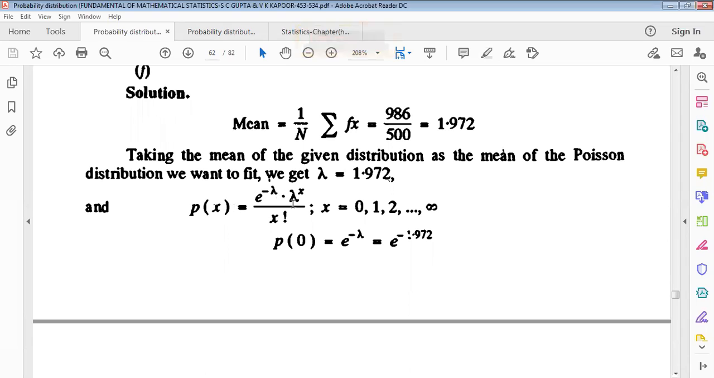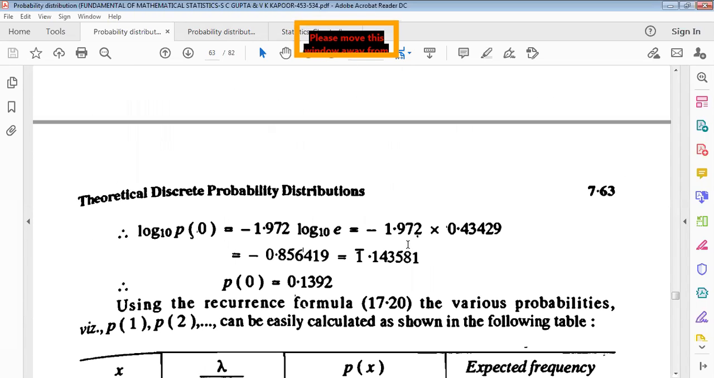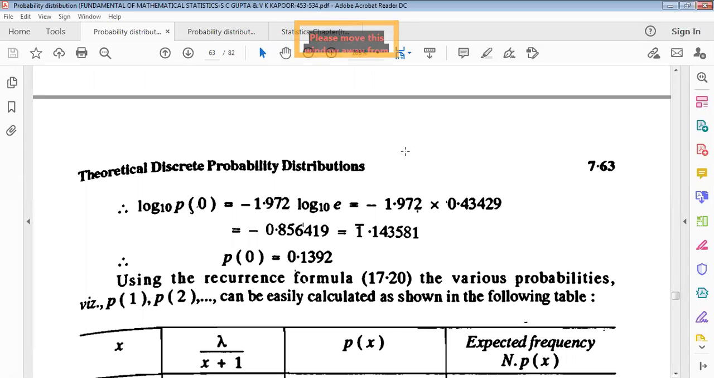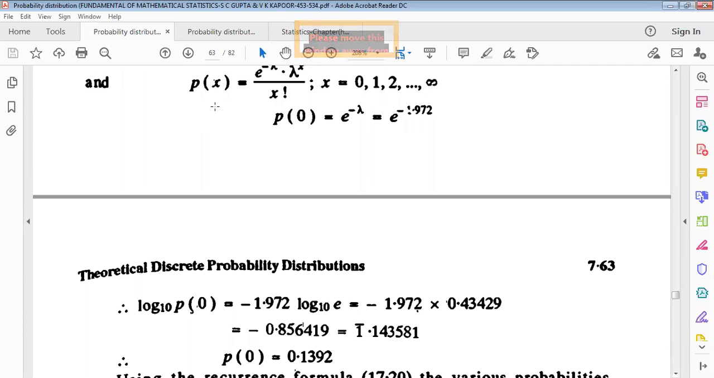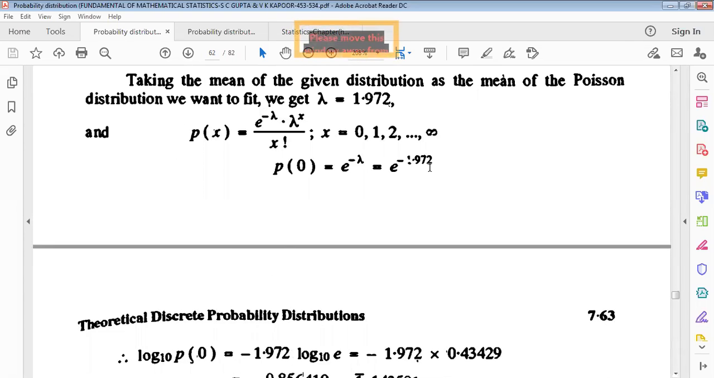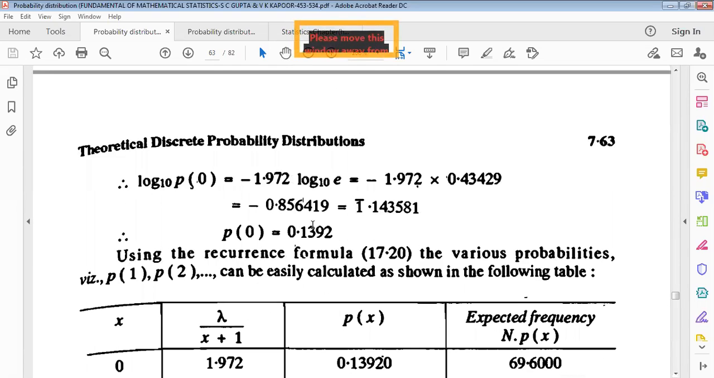Then the Poisson distribution is P of x equals e to the power minus lambda, lambda to the power x, over x factorial, where x goes from 0 to infinity. So what will be the probability of 0? It will be e to the power minus 1.972. If we take log base 10 on both sides, we get this result. This can also be found by calculator: e to the power minus 1.972 gives the probability of 0.